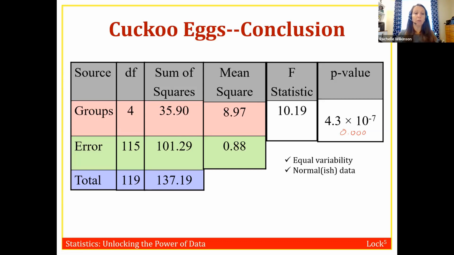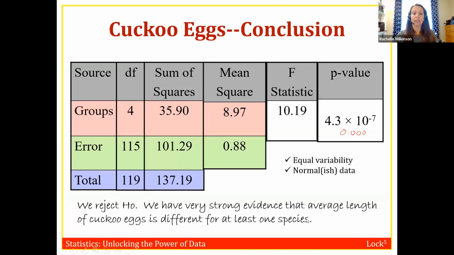When p is low, H0 must go. So our conclusion, we're going to reject the null hypothesis. And if you look back up at where we wrote the hypotheses, we're going to conclude that the alternative is true. So we're going to say we reject the null hypothesis. We have very strong evidence that the average length of cuckoo eggs is different for at least one species. So in other words, we're saying that at least one mean is different. All right, I'll give you a second to write that down.